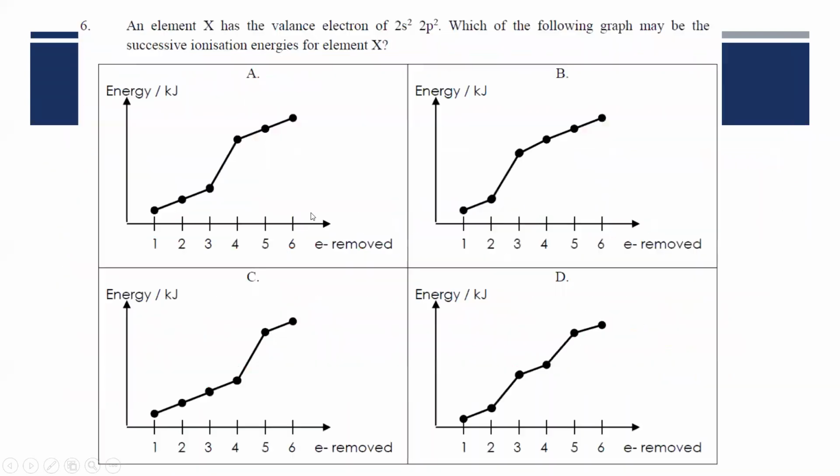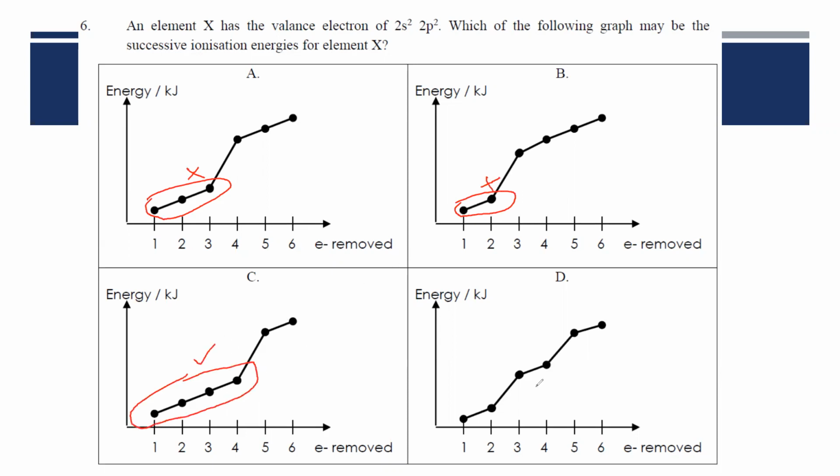Immediately we go to question number 6. An element X has the valence electron configuration of 2s2 2p2. Which of the following graphs shows the correct successive ionization energy here? So when you have 2s2 2p2, it is from group 14. And when it's from group 14, then you must have 4 valence electrons at the end. Here you got 3, so A is not the answer. Here you got 2, B is not the answer. Here you got 4, which is the correct answer.